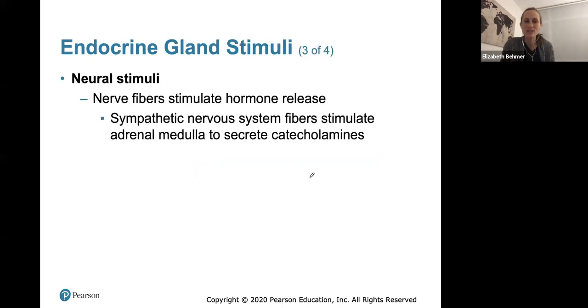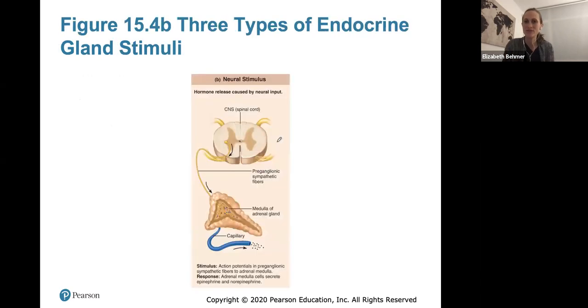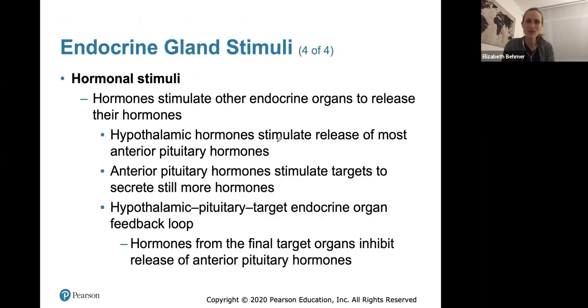A neural stimulus is when nerve fibers stimulate hormonal release. Remember our sympathetic nervous system, which you all love by now. They stimulate your adrenal medulla, which is a part of the adrenal glands, which sit on top of your kidneys, to secrete catecholamines, which is a type of hormone that is a part of your adrenaline or fight or flight response. Hormonal stimuli: what this means is that hormones in themselves can stimulate another endocrine organ to release another hormone.